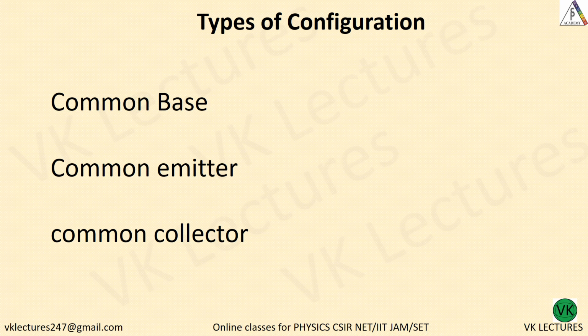Different types of configurations are available for a transistor based on the common terminal which is connected to the input as well as the output terminal. When the base is common to both input and output terminals, it is called common base, when the emitter terminal is common, it is called common emitter, and when the collector is common, it is called common collector configuration.